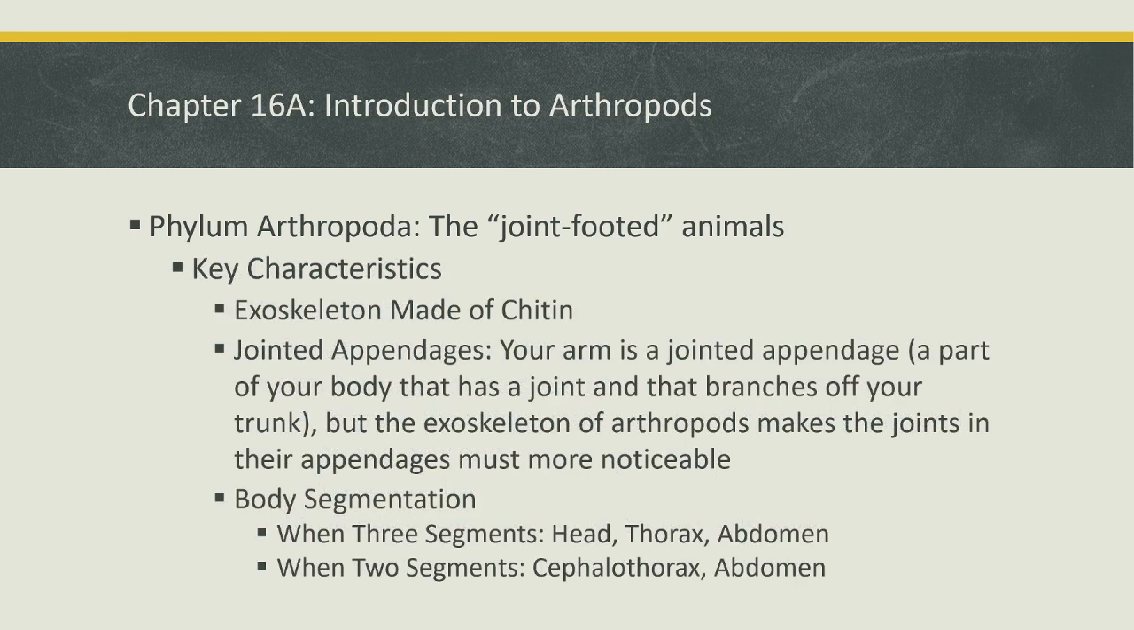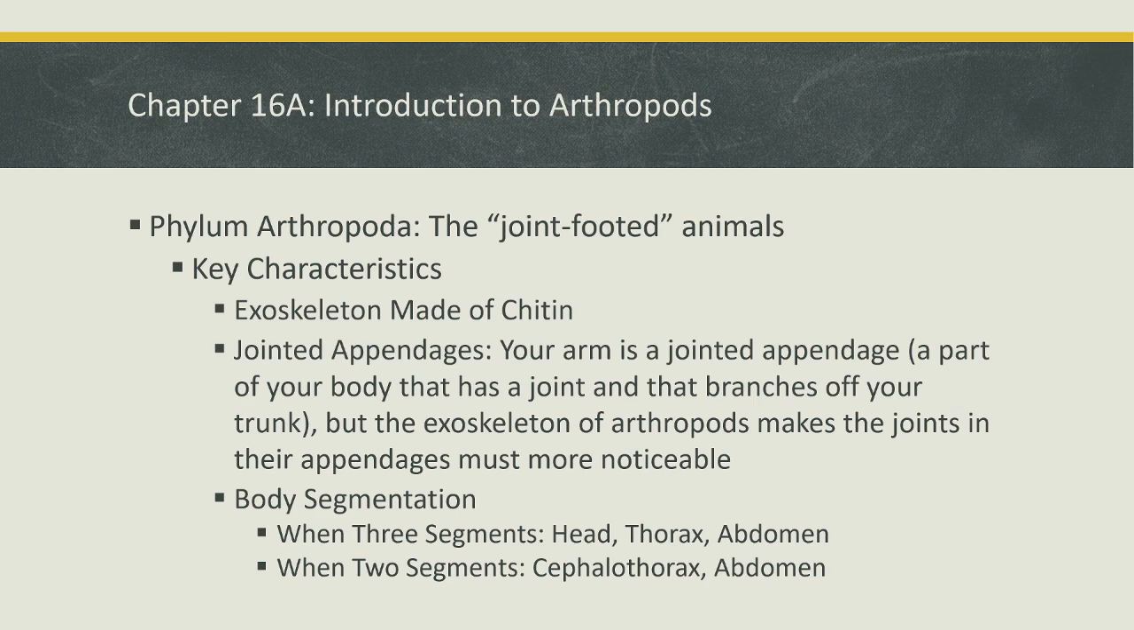Also, key characteristics. That was the exoskeleton made of chitin. Next, jointed appendages. An appendage is any part of your body that sticks out or is attached to the main trunk of your body. For us, our arms and legs are appendages. Animals' legs, other parts as well that we'll look at later. In particular, they have appendages that have joints. Well, we have joints too; our arm has a joint, our leg has multiple joints.